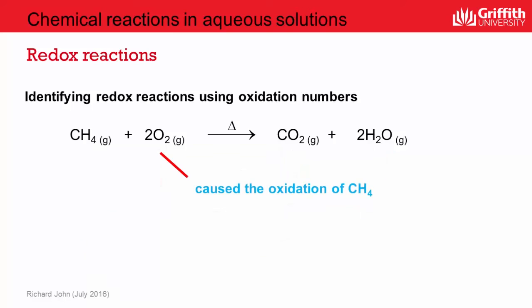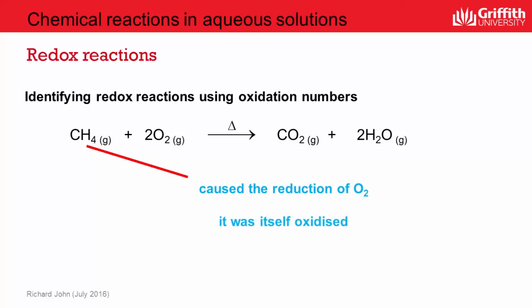So oxygen has caused the oxidation of methane. It was itself reduced in that process. It is therefore the oxidizing agent. Conversely, methane, or more particularly the carbon atoms in methane, have caused the reduction of elemental oxygen. The methane was itself oxidized, or at least the carbon atoms in the methane were oxidized, and so methane, or the carbon atoms within the methane, are considered to be the reducing agent.